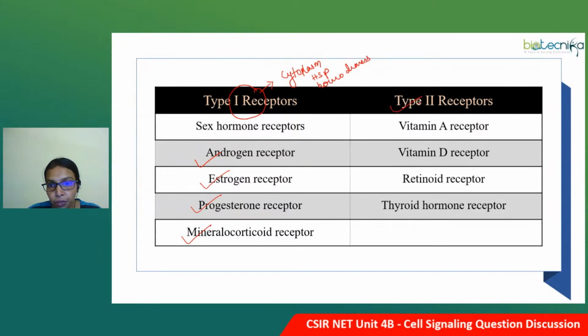Type 2 receptors, if you see, you will be having vitamin derivatives, vitamin A, D, retinoid, thyroid hormone receptors. So the location will be in the nucleus. Bound directly to DNA. It can be homo or heterodimers. Okay, got it? Very good. So let's check out the signaling. Do you know how the signaling takes place in type 1 and type 2 receptors?